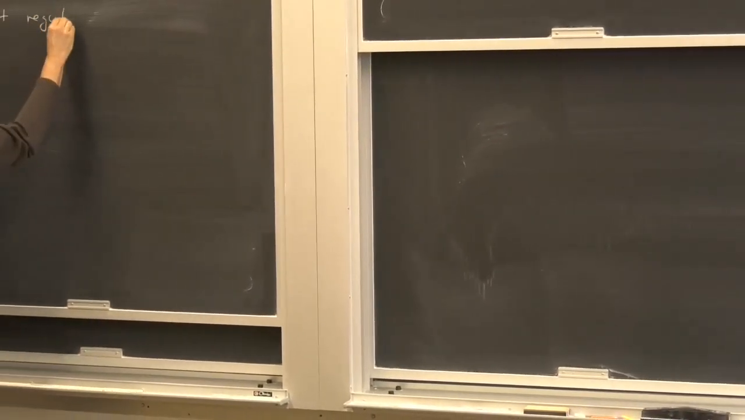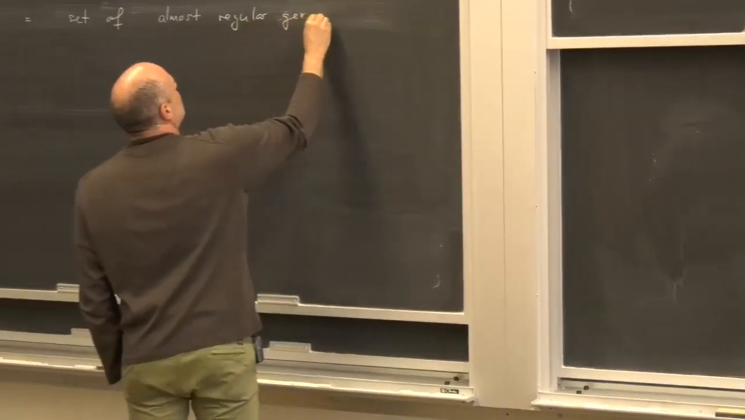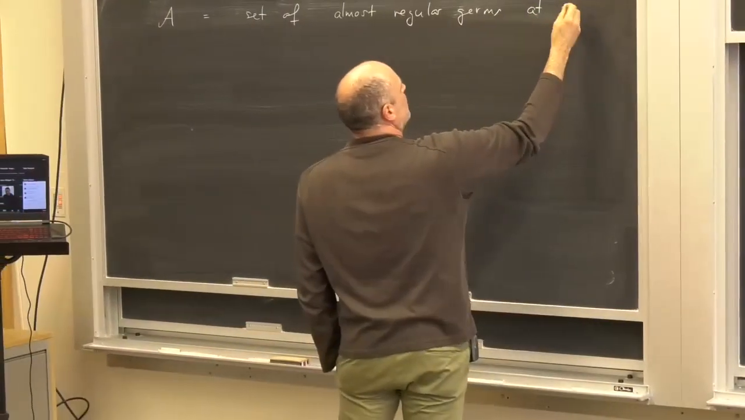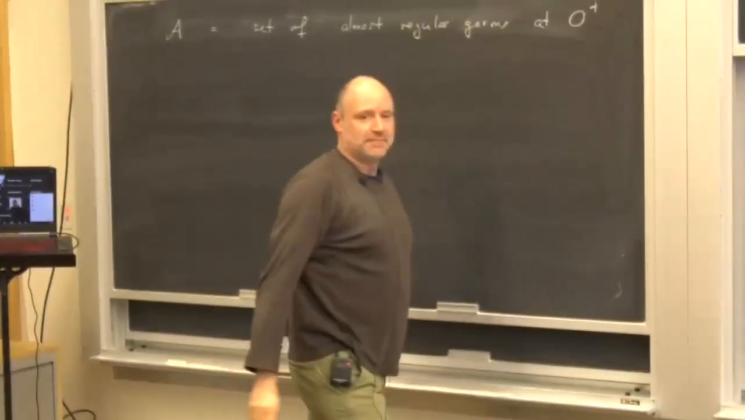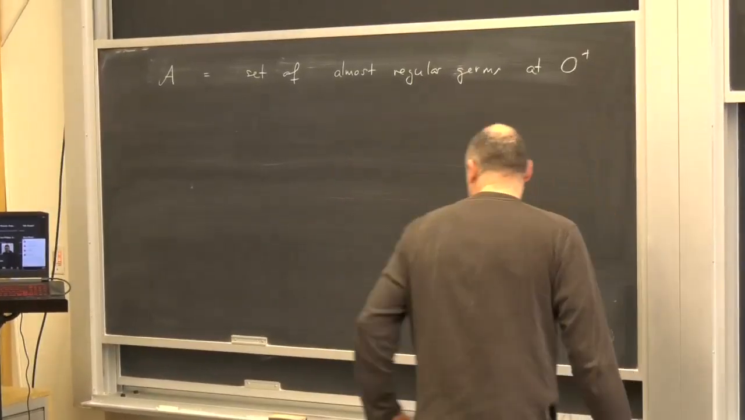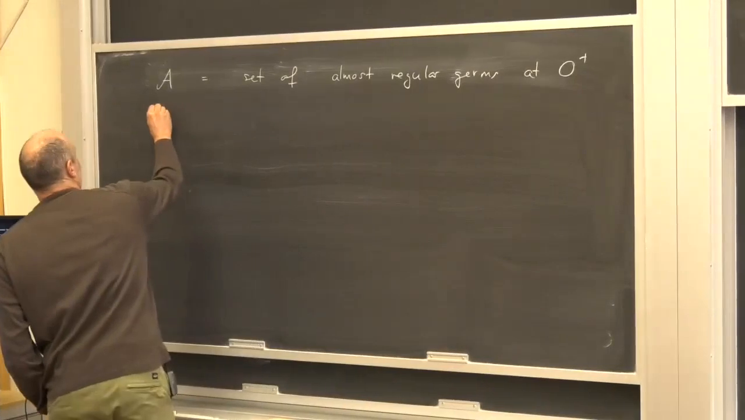Okay, so today we are going to extend, if you want, the set A that we have defined before. This is the set of all almost regular germs to the right of 0.